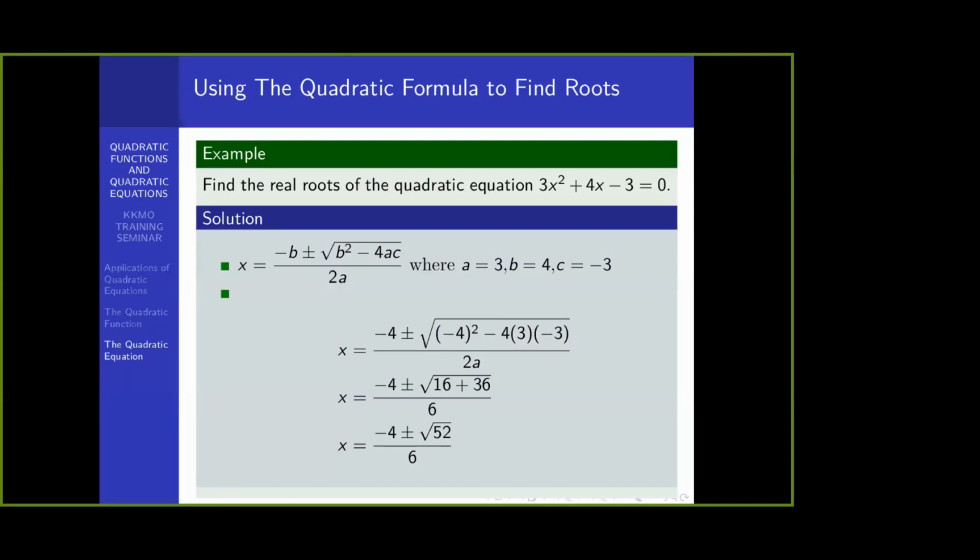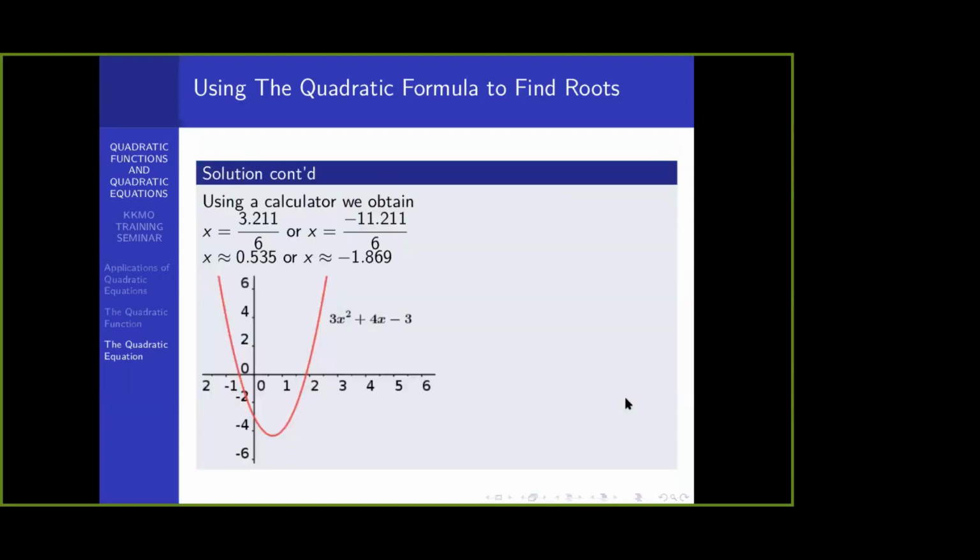So here is an example where we were looking for the real roots of the quadratic equation, 3x² plus 4x minus 3 is equal to 0. We apply the quadratic formula. We just need to identify our values of a, b, and c and make the substitutions in this formula. And when we do that, we end up with these two values, minus 4 plus or minus square root of 52, all that divided by 6. So you can use your calculator and confirm that to 3 decimal places, these will be the values of x.